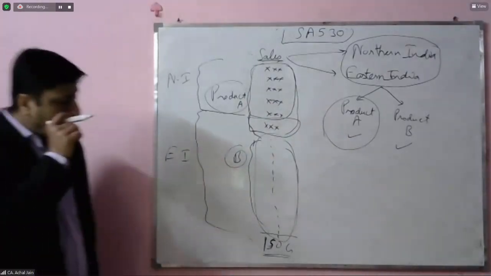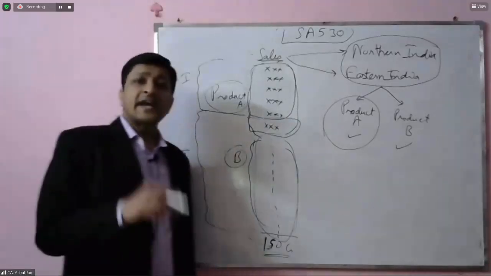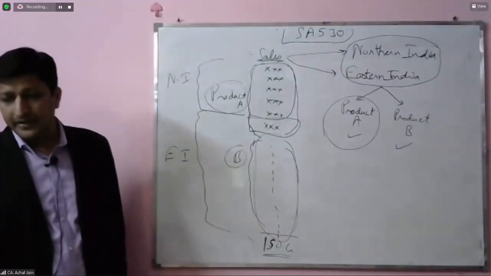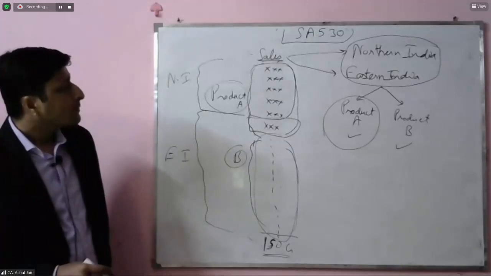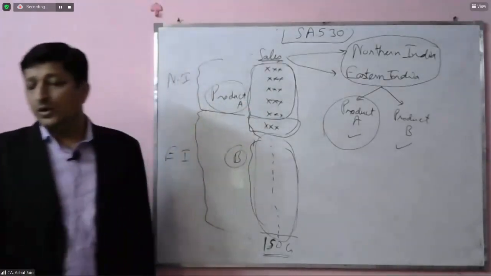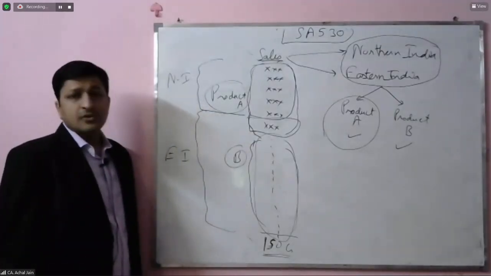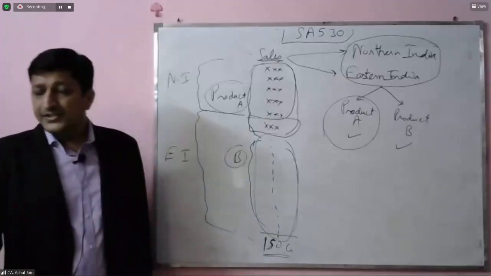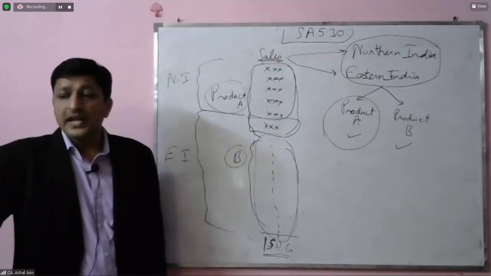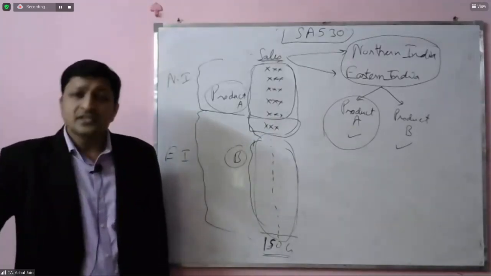Correct? And this is possible only when the auditor understands the process and the information that is received by him. Because only with the understanding of the information which the auditor would have received, he would be able to apply such a technique. This is called stratification. This technique that we have discussed is called stratification. Clear? And this is very commonly done.